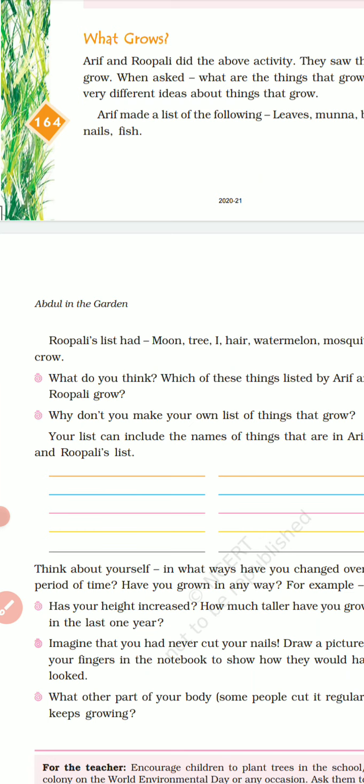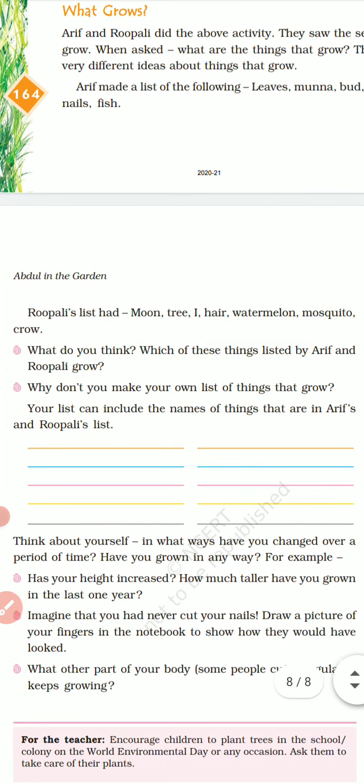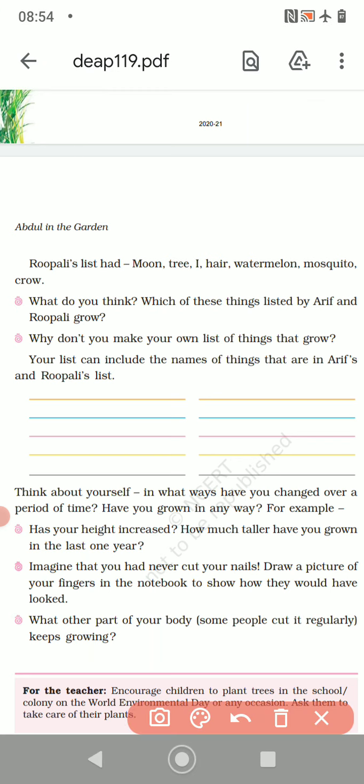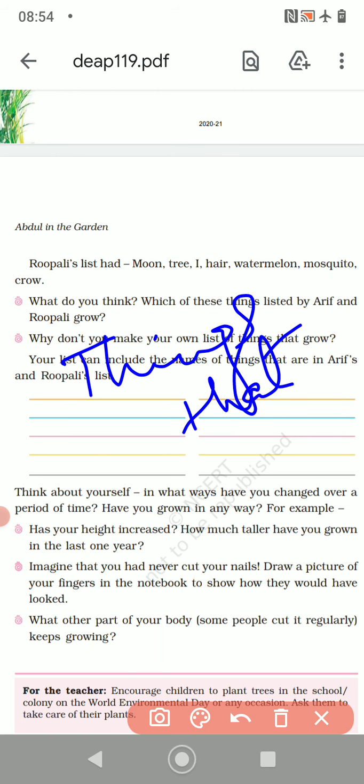So why don't you make your own list of things that grow? So children, here you have to write the names of the things that grow. Alright, so please write down the names of the things that grow. So you're going to make the list. Okay, things that grow. So you have to write it here. So what all things grow.